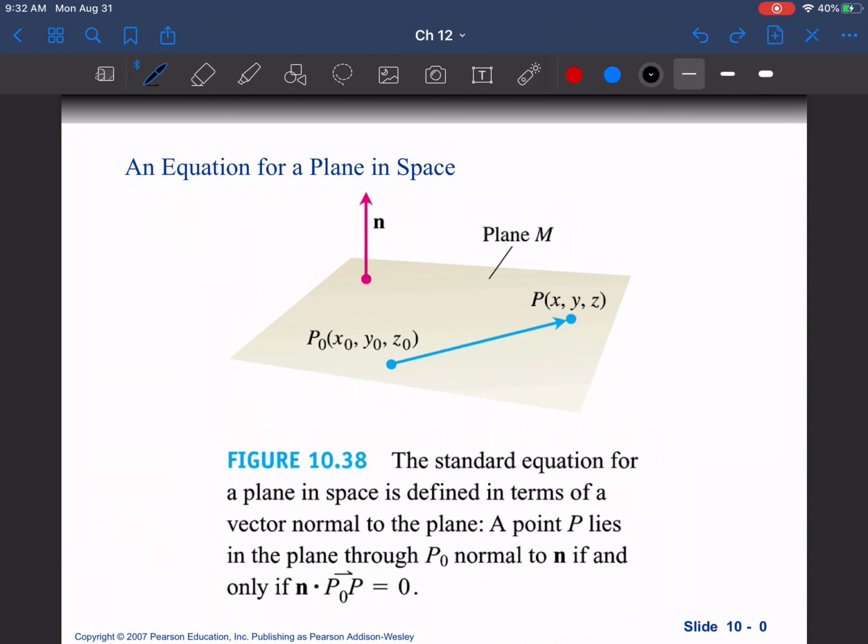All right, we're going to get going here on the rest of section 12.5. We'll do 12.5 part 2 here. And so what we're going to start looking at here are planes.